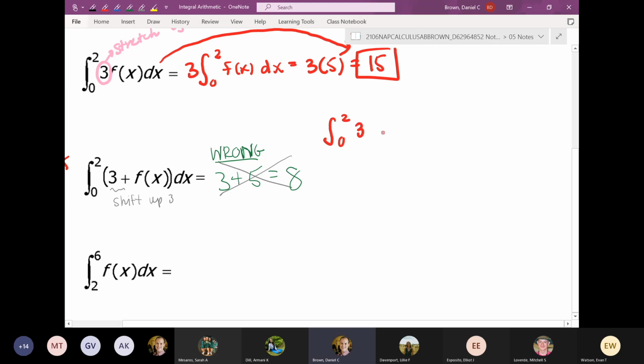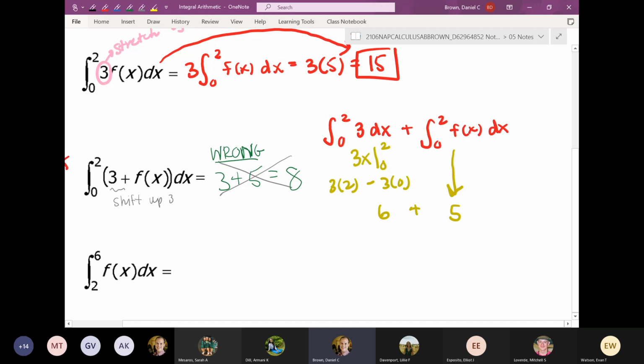treat 3 like its own function, and then add to that the integral of f of x. We already know the integral from 0 to 2 of f of x. That was the given information. That was 5. With the first FTC, we now know how to integrate 3. That's going to become 3x. Plug in the top minus the bottom. 3 times 2 minus 3 times 0. 3 times 2 is 6. 6 minus 0 gives you 6.